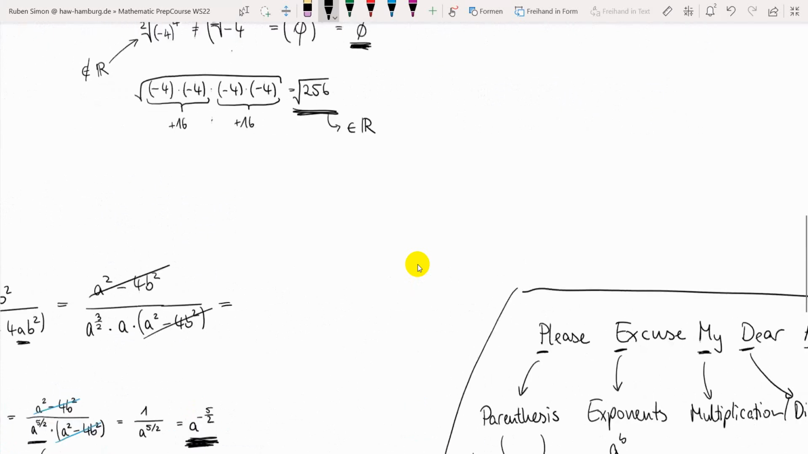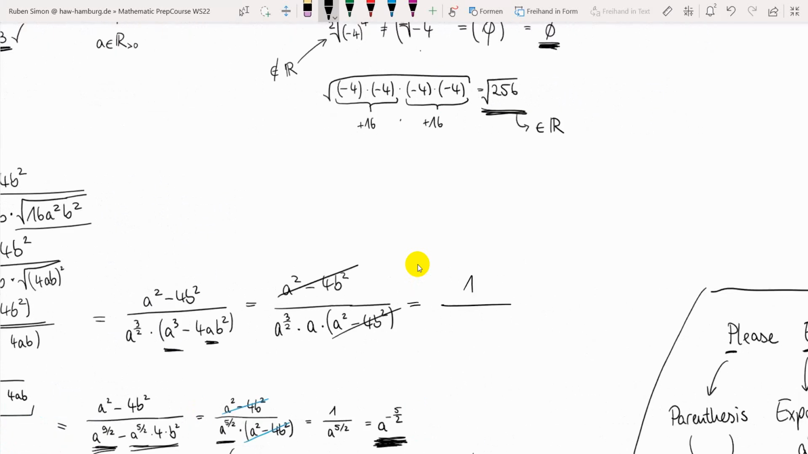Nice job. Like this, and now we are already there because we have a 3 halves times a, and of course this is a to the power of 5 halves, which is our correct answer. Very, very good. Thank you.